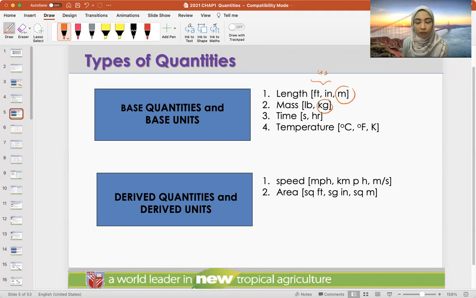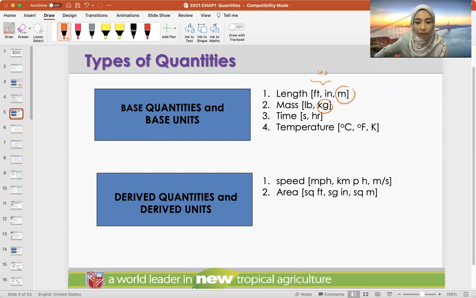And then we have time, which can be seconds. Second is the SI unit. But you can use hours if the seconds are too much, like 9,000 seconds. Who has time to remember what 9,000 seconds looks like? So we are more comfortable with hours, you can use hours. But if they ask you in SI unit, use seconds. And then we have temperature in Celsius, Fahrenheit, or Kelvin.